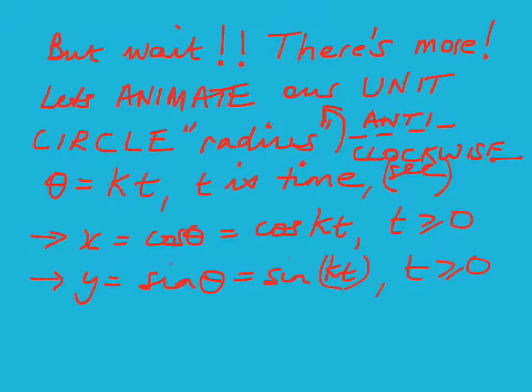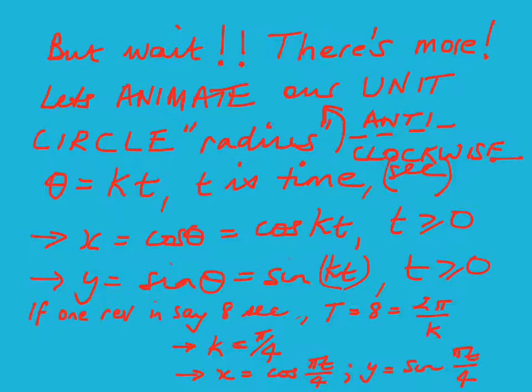So we're going to say x is cos theta, which in fact will be cos kt, where k is a constant. t is going to be greater than or equal to 0 because you can't have negative time. t will be time. And y is sine theta, which is sine kt for the same conditions. Let's say we make one revolution take 8 seconds, which would be 2 seconds per quadrant. So the period T equals 8, and the period is 2 pi over the number in front of the t after the sine or cos sign. So 8 equals 2 pi over k, and therefore k equals pi over 4.